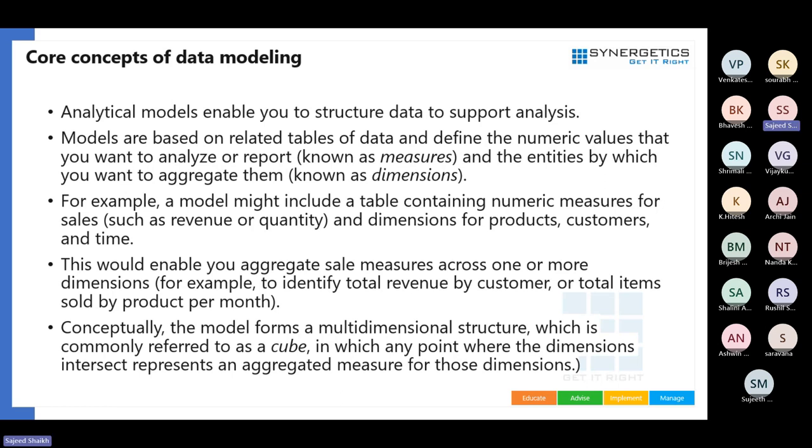See another example they are giving. For example, a model might include a table containing numerical measures for sales such as revenue and quantity, and dimensions called products and customers. So product-wise, I want the total quantity. Customer-wise, we want a total of the quantity. So dimensions and measures are like this. This will help us to aggregate whatever data we want and slice the data, whether it is month-wise, week-wise, or year-wise, whichever way you want.